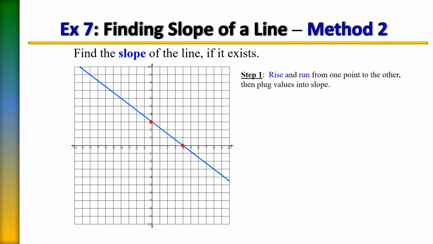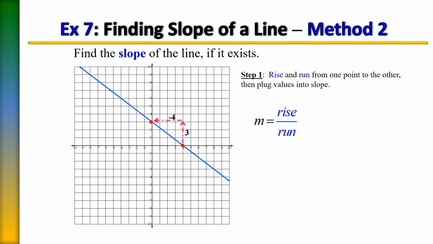And all we're going to do is move on this line in a rise to run motion. So starting at one point, I'm going to rise up 3, and I want to get to the other point because that's what you're going to be doing, rise and run from one point to the other. So to get to my other point on the line, I'm going to have to run to the negative side from that point. That would be 1, 2, 3, 4. So because I'm running to the negative side, that's going to be a negative 4. So that slope would be 3 over negative 4, a rise of 3 and a run of negative 4.